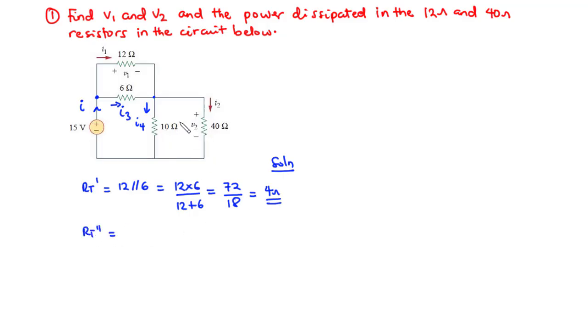The two are also connected in parallel, so you have 10 parallel 40, that is equal to 10 times 40 divided by 10 plus 40. 10 times 40 is 400, 10 plus 40 is 50, 0 cancels out 0, 5 goes here once, 5 goes here 8 times, so this is 8 ohms.